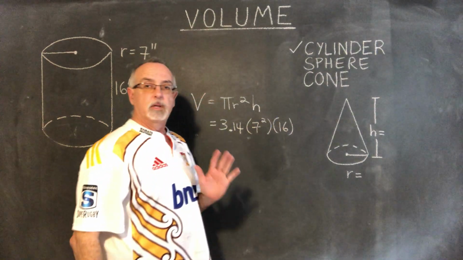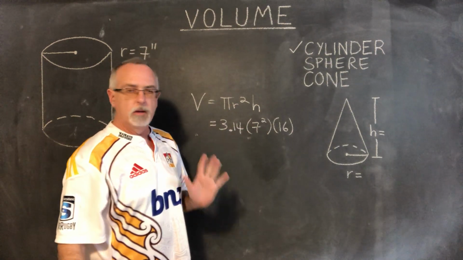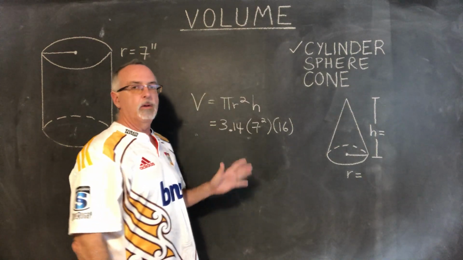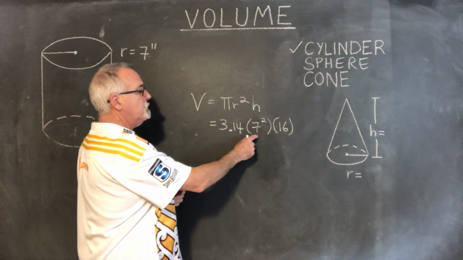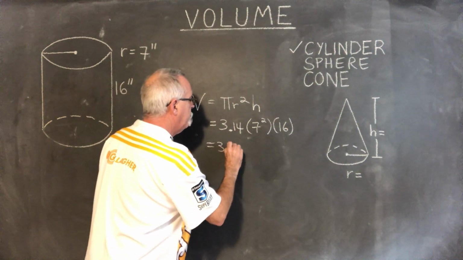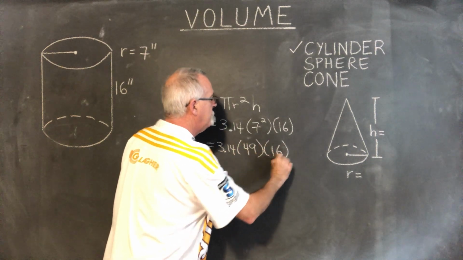I do want to respect my order of operations, very much so. When you have r squared and r cubed in these formulas, it is important that you know that and follow the order of operations, because you will get a wrong answer if you don't. So 7 squared is 49, I have to do that first. 3.14 times 49 times 16.